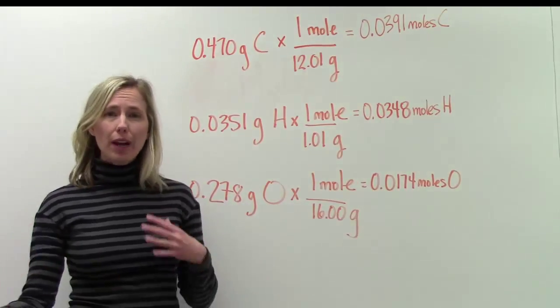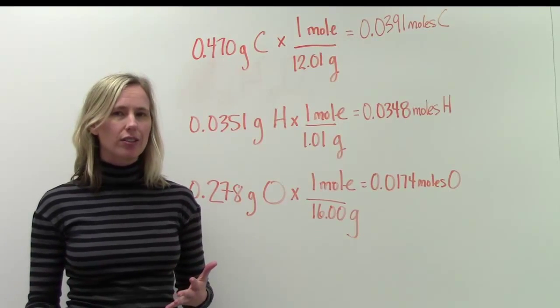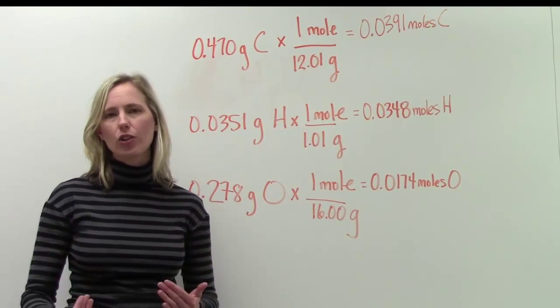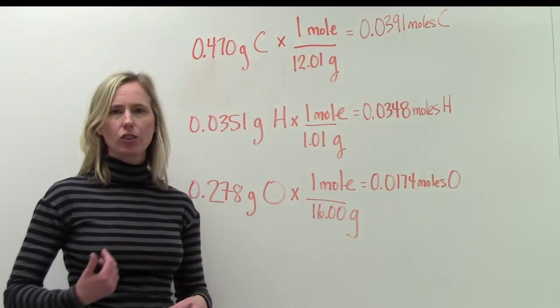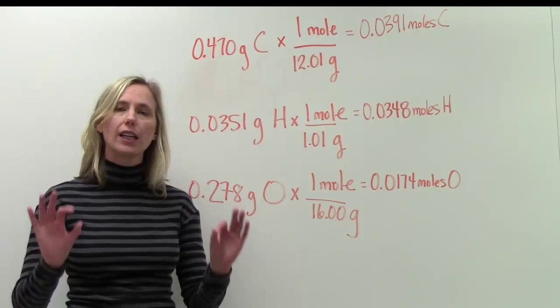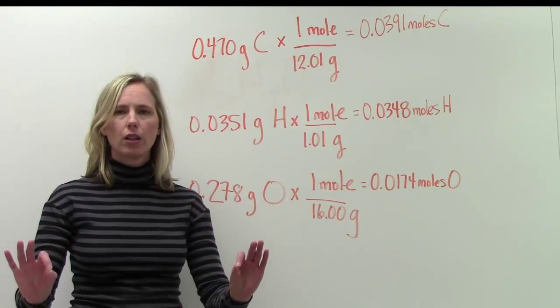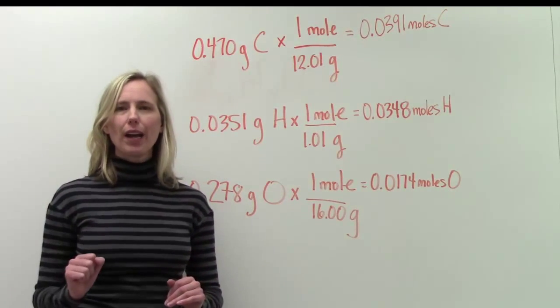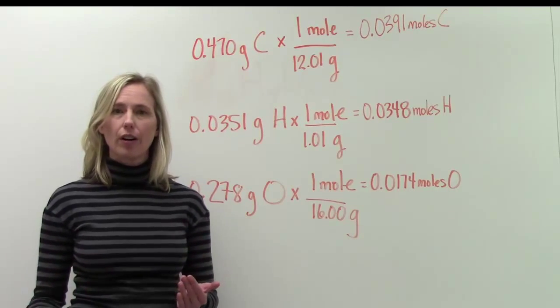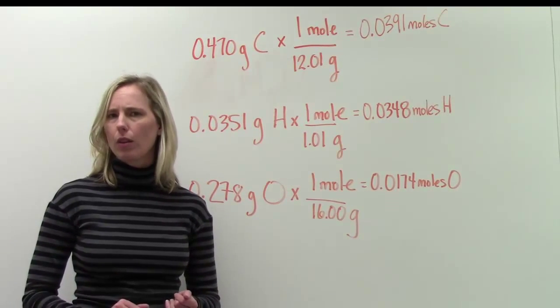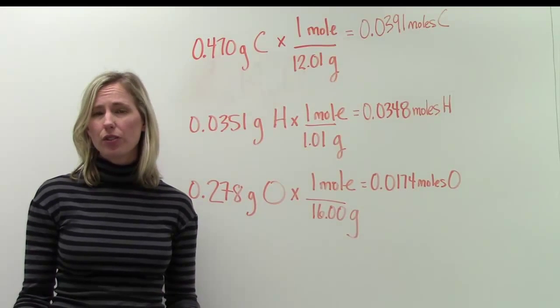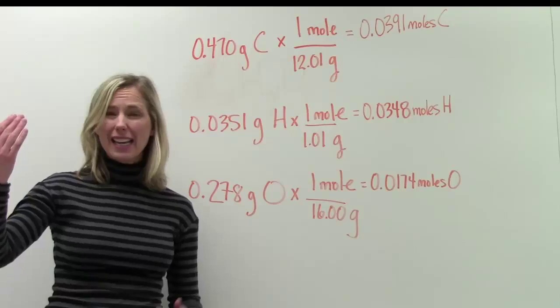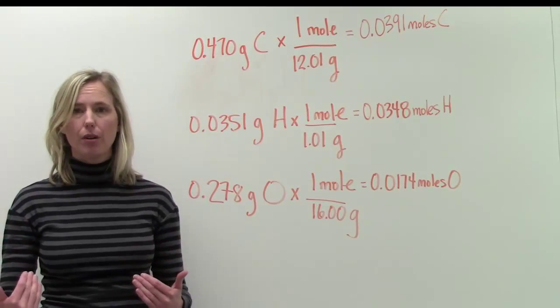We can now compare our moles of each and decide what's that ratio of carbon atoms to hydrogen atoms to oxygen atoms simply by comparing their moles. How do you compare numbers to each other? What's the best way to do that? Well, a great way to compare two numbers is to take the big number and divide by the small number.